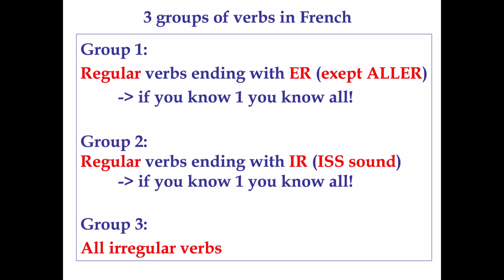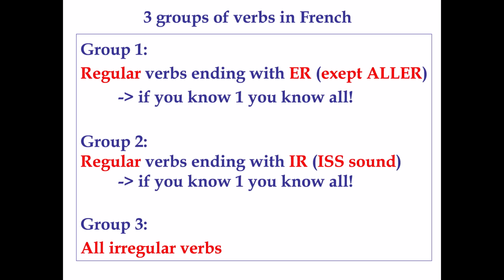Group 2 are regular verbs ending with IR, and they have the sound "is" when you conjugate them for nous. Also great news, if you know how to conjugate only one verb from Group 2, you can conjugate all verbs from Group 2. We will also learn how to conjugate verbs from Group 2 in an upcoming video.